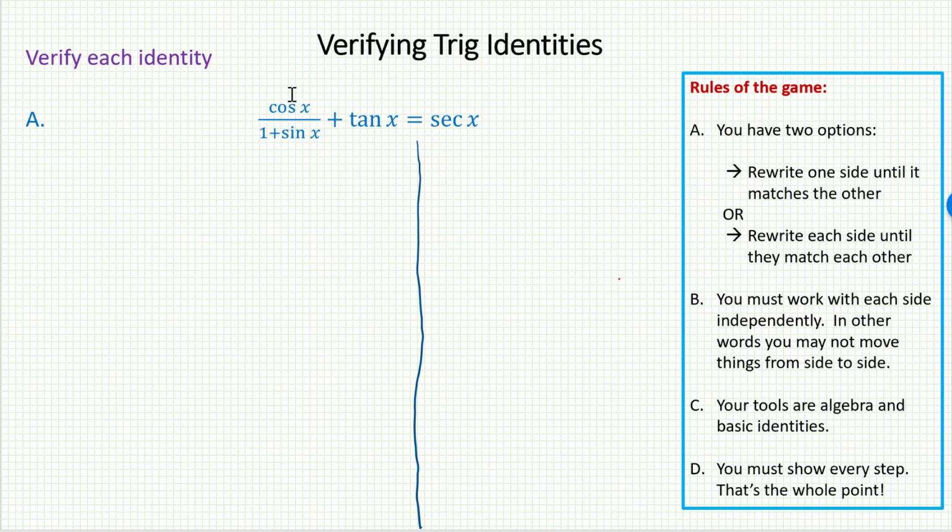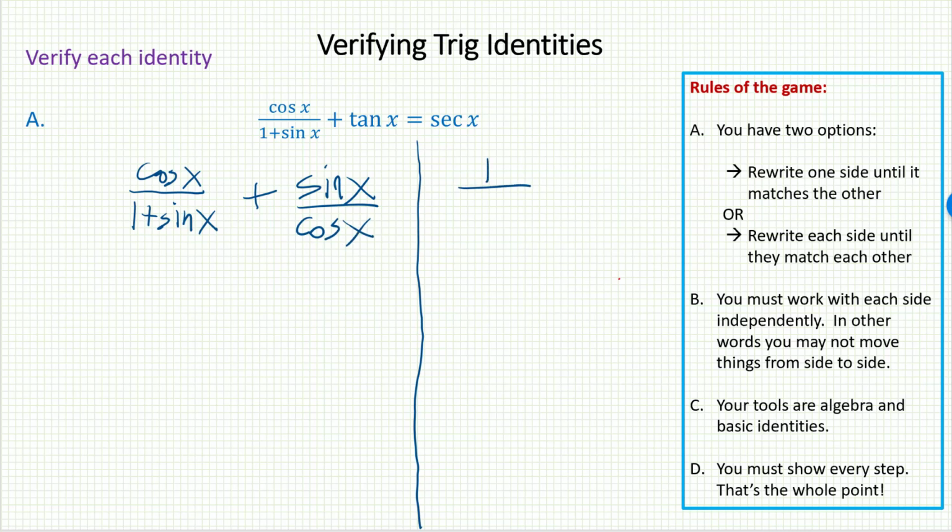What I see is a lot of different trig functions here, and that makes me think maybe changing to sines and cosines would be a good idea. So the first term on the left is already expressed in terms of sine and cosine, but for tangent x, I'll replace that with sine x over cosine x. And I think on the right, I'll go ahead and switch to 1 over cosine x.